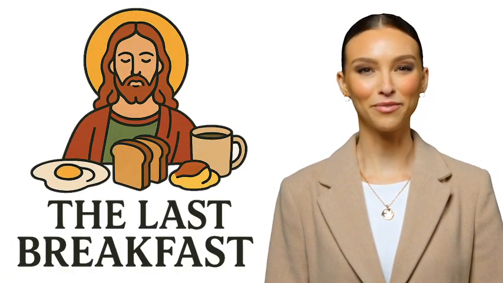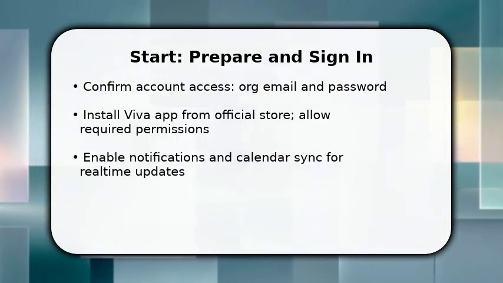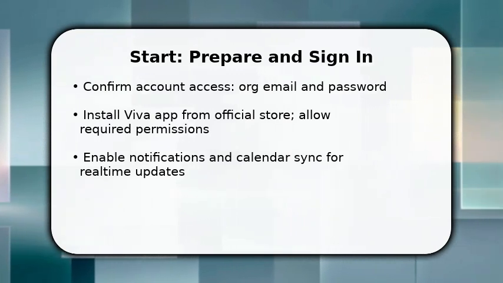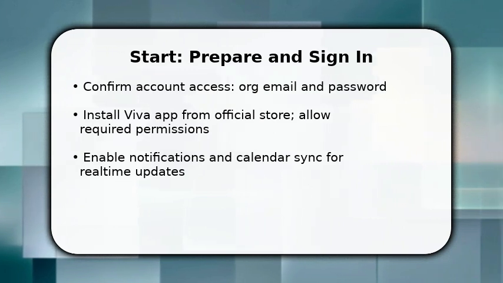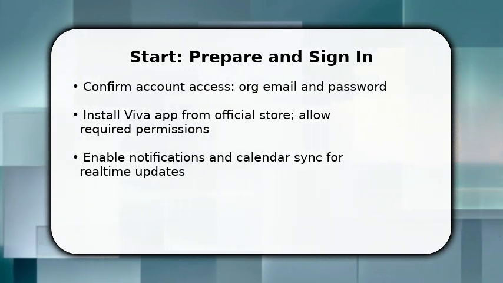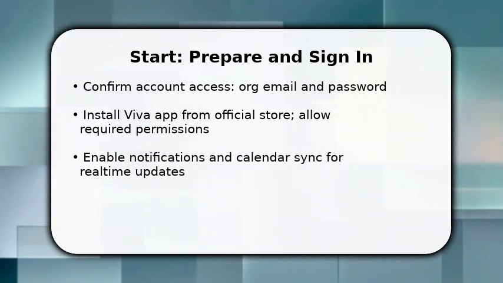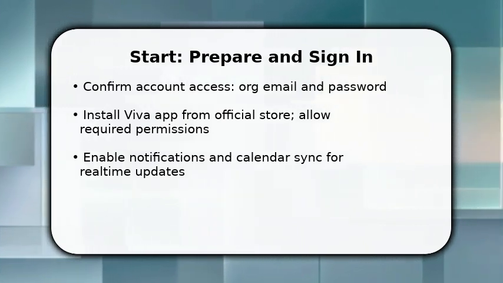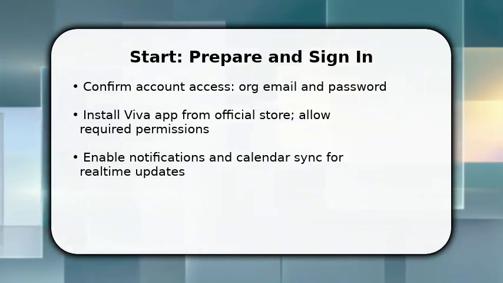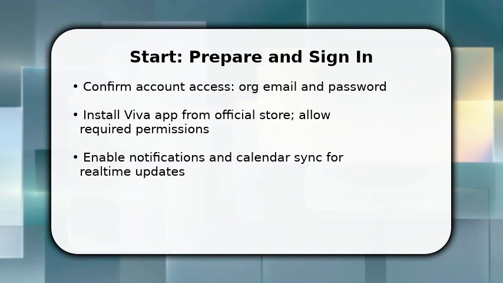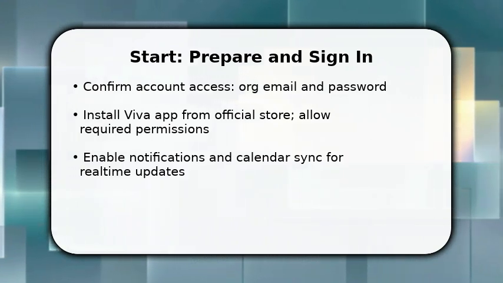Please enjoy the video. You'll begin by confirming you have your organization email and password ready so sign-in is frictionless. Install the Viva app from the official store and grant necessary permissions for microphone, calendar, and notifications. Once installed, open the app and choose your organization, then enter credentials. Make sure to accept single sign-on if offered to avoid repeated logins.